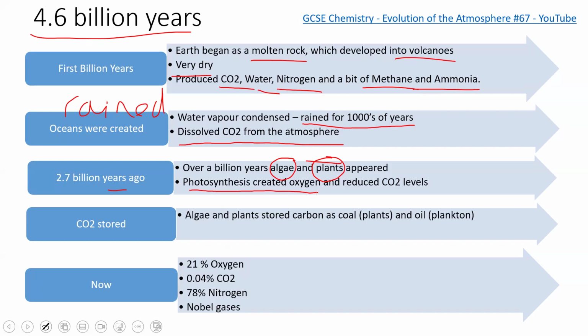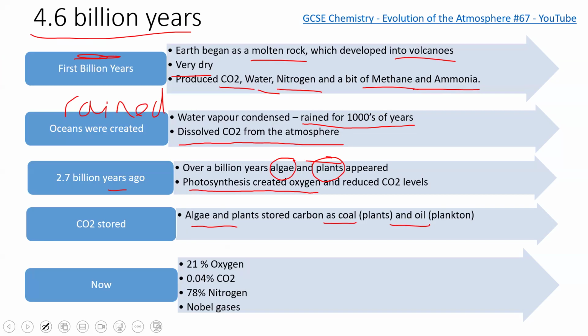So if you look, the whole point in this is to go from 95% carbon dioxide at the top to 0.04% carbon dioxide, which is what we have now. So the rain took a load of carbon dioxide out, algae and plants took a load of carbon dioxide out, and then it was also stored as coal and oil.